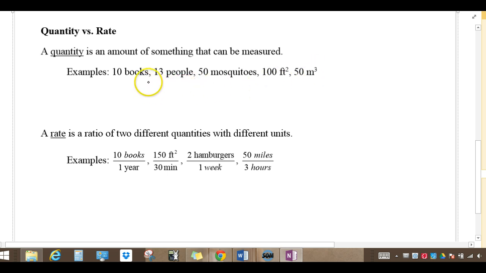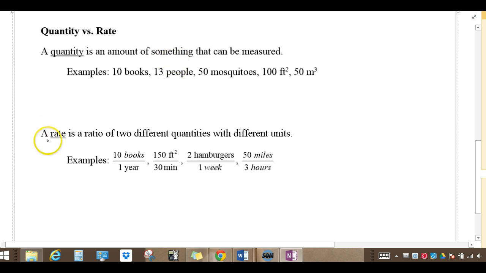They represent an amount of something, and we are measuring that something with different units. So the units being, in this case, books, people, mosquitoes, feet squared, so area units, and meters cubed, so volume units. So that's how we're going to measure these different somethings.